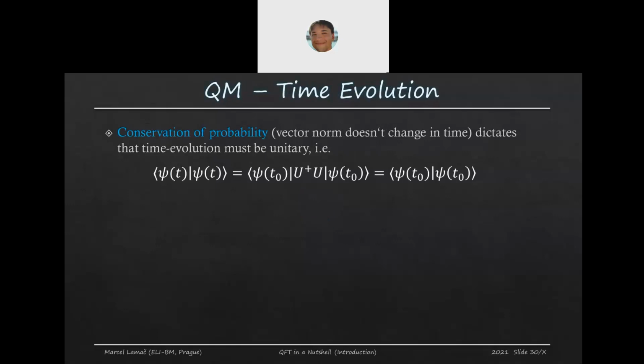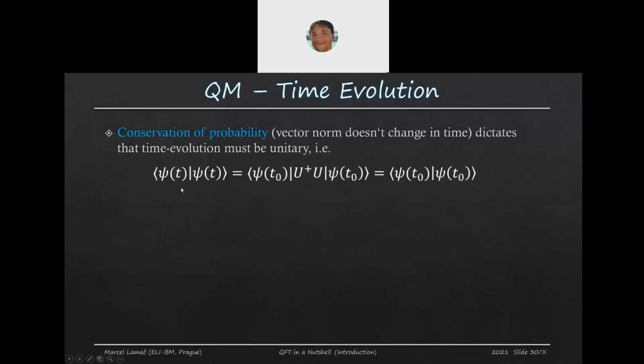So usually, concerning time evolution, people postulate the Schrödinger equation. Well, I want to do something else. I want to postulate the conservation of probability. I want to say, or it somehow feels natural, that the norm of these vectors in the Hilbert space shouldn't change in time. So this dictates that the time evolution must be unitary, because obviously the vector norm is connected to probability, right? And we would like our probability of some process, for example, to not change in time. So this seems somehow natural, and this dictates that the time evolution must be unitary.